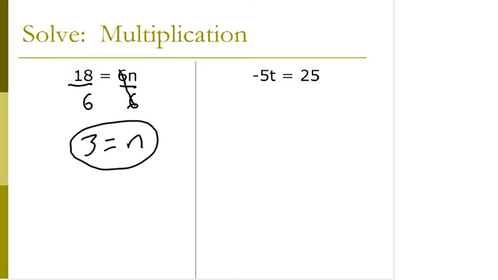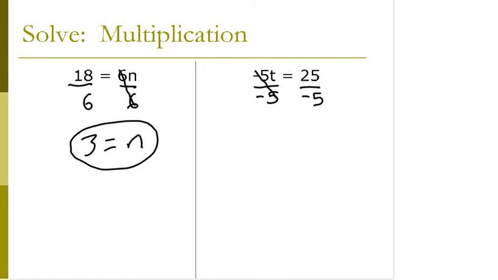On the right side, we have multiplication. Two values next to each other. So the inverse is going to be division. So we're going to have to divide by whatever we are multiplying by. In this case, it's -5. We're going to do the same on the opposite side of our equal sign.